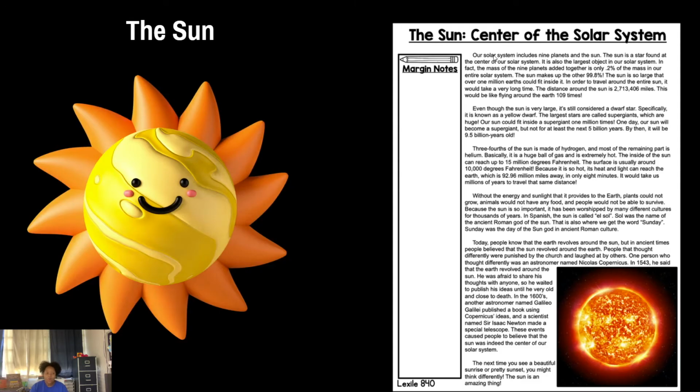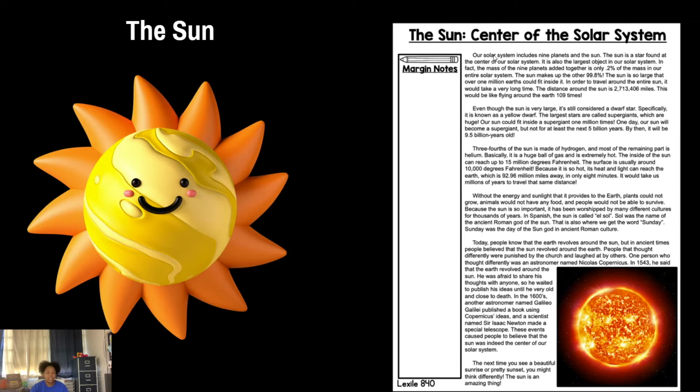Now, we are going to talk about the sun because if you recall, one of our main goals is to figure out why the sun appears to be brighter than the other stars in the sky. So we're going to read this quick article about the sun and see if we can get a little bit of insight.